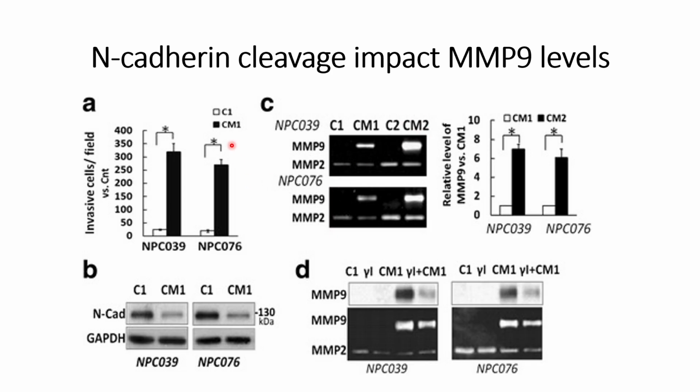And similarly for control, they used cells which are not treated with PMA. The first set of cells are called C1 and the second set of cells are called C2. So they will check the impact of this condition media, and then they will see whether this N-Cadherin cleavage has any impact on the MMP9 levels or not.